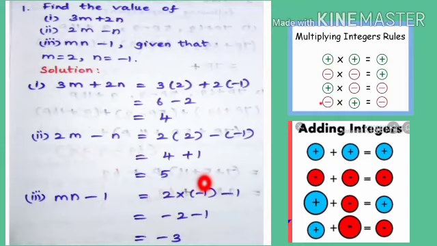By using multiplication of integer rules, that is plus 2 into minus 1, plus into minus is minus. 2 into 1 is 2. So minus 2 we get. And again here minus 1. Now minus 2 minus 1, by using addition of integer rules. When we add two integers of the same sign, the sum will also be an integer of the same sign. So minus 2 minus 1 is minus 3, which is the required value for the given algebraic expression mn minus 1.